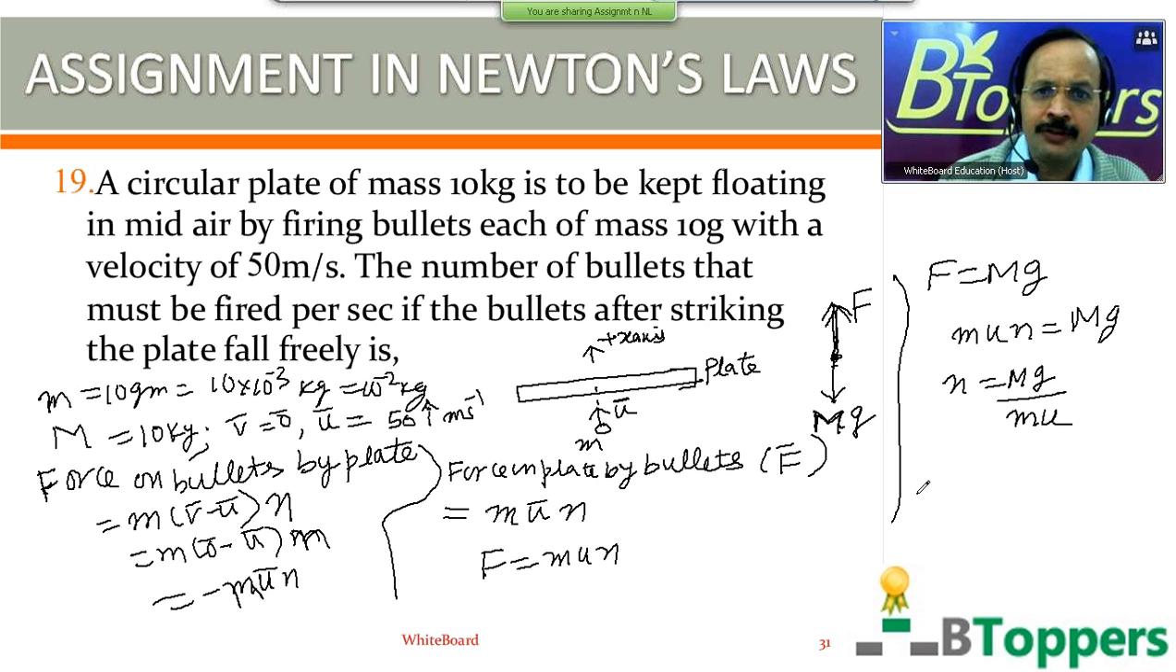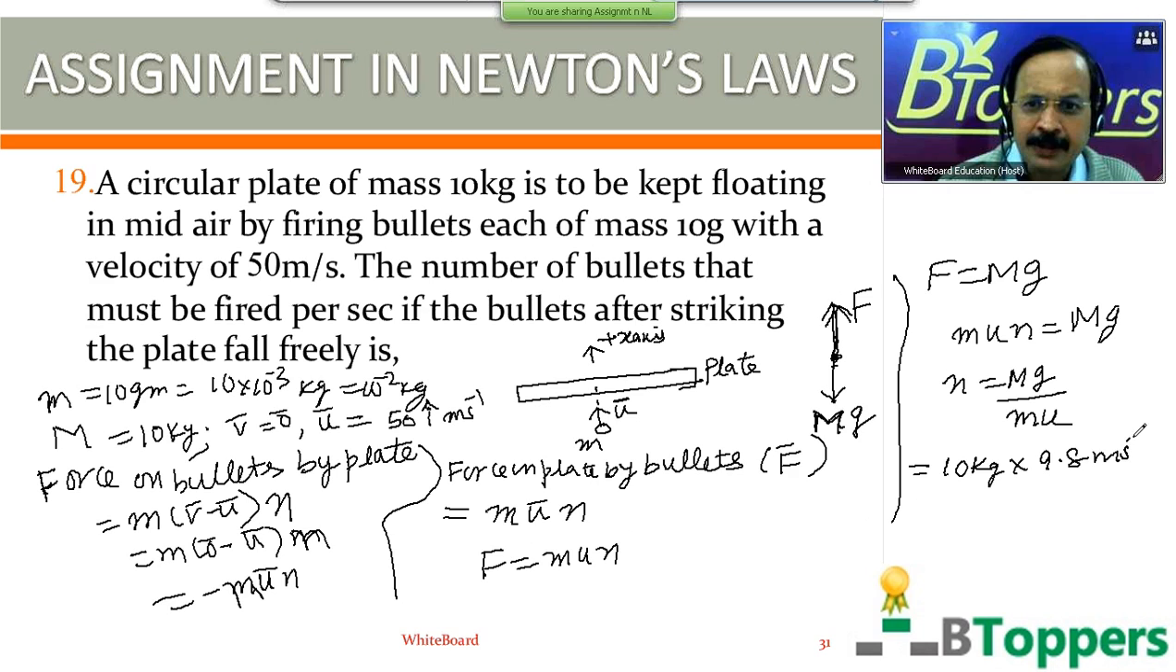Those who want to copy the solution of the problem, please copy it down. You can substitute and simplify it. Capital M is 10 kg. G, I told you to take 9.8 meter per second square for this problem. Small m is the mass of each bullet, that is 10 power minus 2 kg. U is the magnitude of initial velocity, that is 50 meter per second.